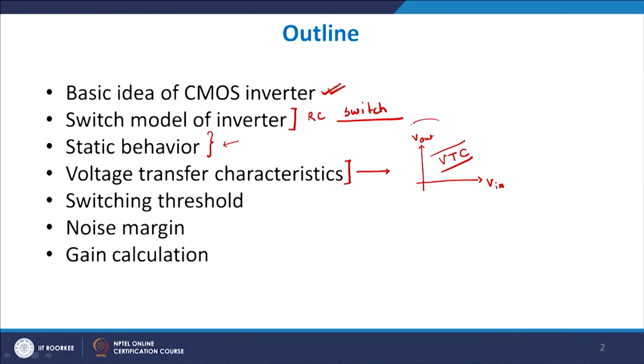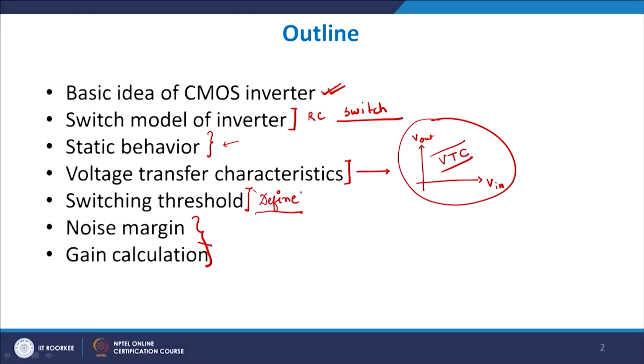When we have understood what a VTC is and how it works, we will come to what is known as the switching threshold. We will define switching threshold from the perspective of digital logic as well as analog logic, and see what the meaning of threshold is and what factors the switching threshold depends on. Finally, we will end with noise margin and gain calculation. Noise margin primarily means understanding how much noise can be inserted onto a CMOS inverter without flipping of the data.